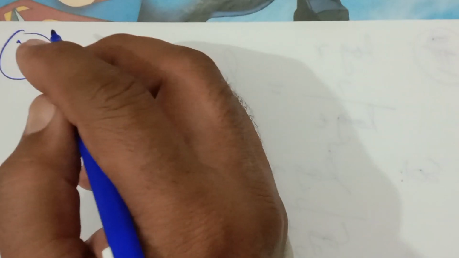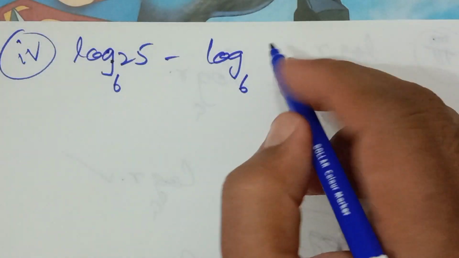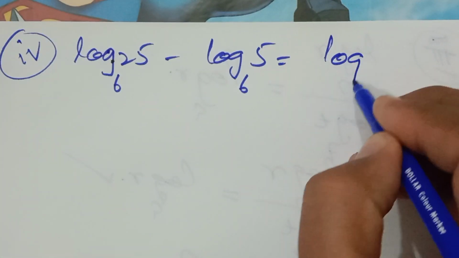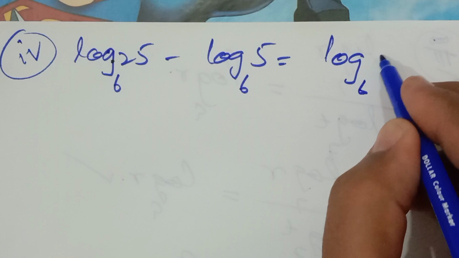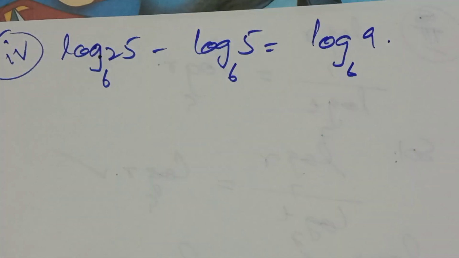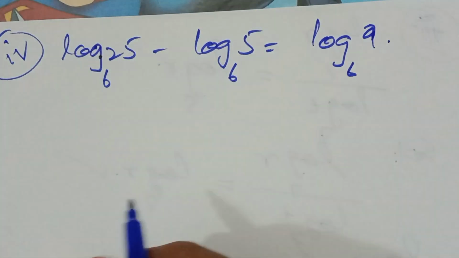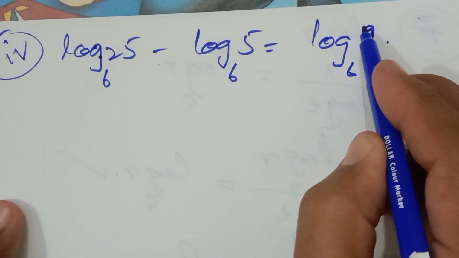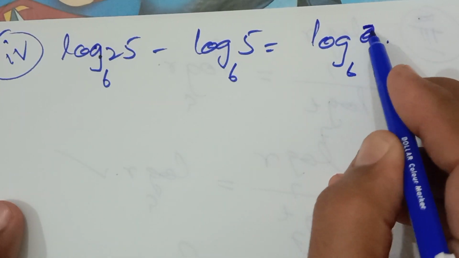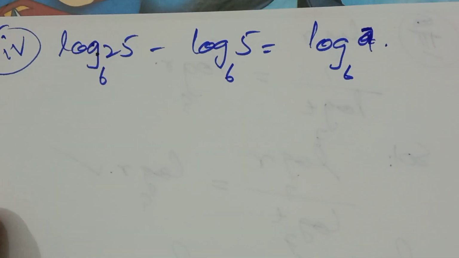last and fourth part of the given question. If we have log base 6 of 25 minus log base 6 of 5 equals log base 6 of a. Now here we will find the value of a. Here let me write it clear. That is a, the value of a. Find the value of unknown a.